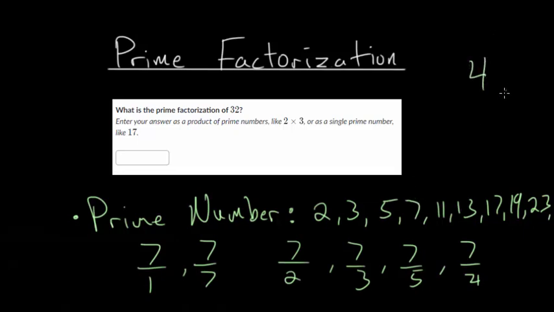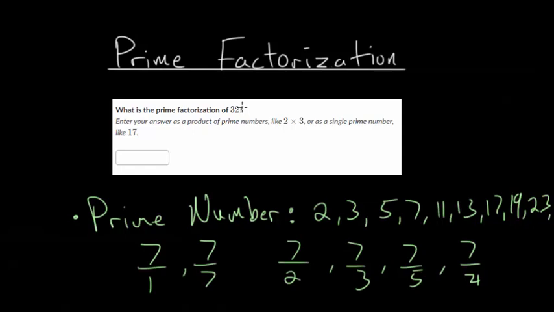A number like 4 can be divided by 2 and still be a whole number. So 4 is not a prime number because, yes, it can be evenly divided by both 4 and 1, but there's also another number that divides evenly into it. So 4 is not a prime number, but something like 11 is a prime number because the only numbers you can divide 11 evenly by are 11 and 1. So with this idea of prime numbers, we want to think about what prime factorization is.